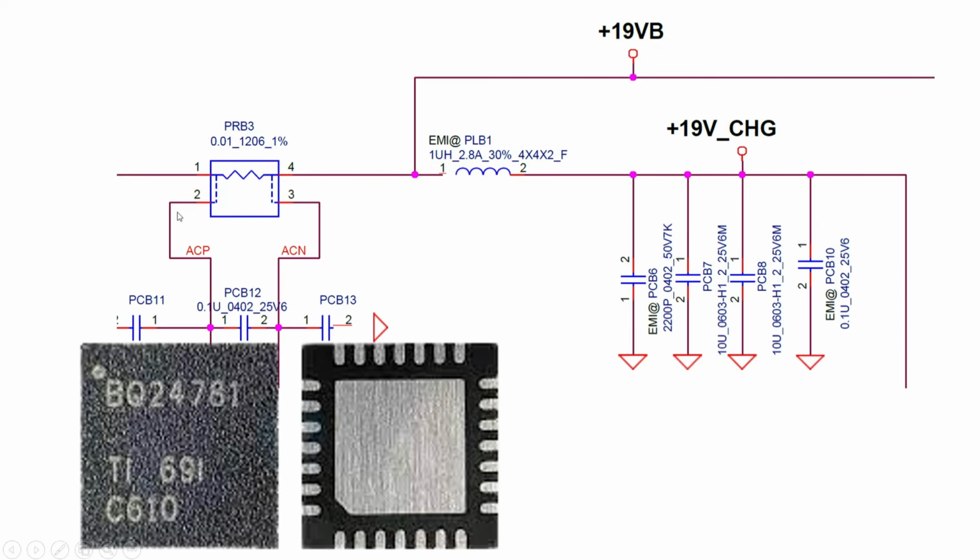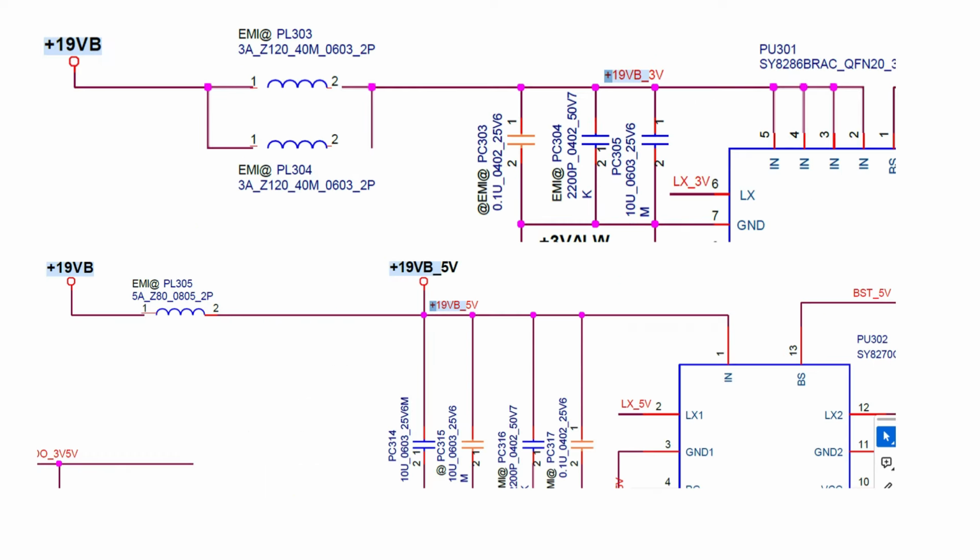Next, the current information will be collected by the charging IC, and 19VB will activate these sections. See here, the 3 volt section and 5 volt section will be active once we get the 3VB section.